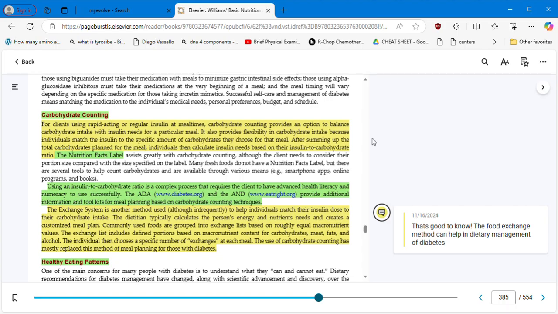Okay, and they also need to start practicing and getting into the habit of reading the nutrition facts label so they can calculate the carbohydrates, right? The insulin to carb ratio is a complex process that requires the client to have advanced health literacy and numeracy to use successfully. So the ADA, the website of the American Diabetes Association, and the AND, right?